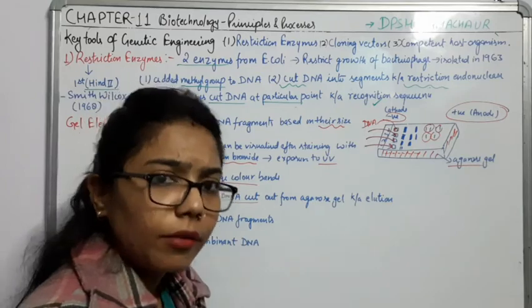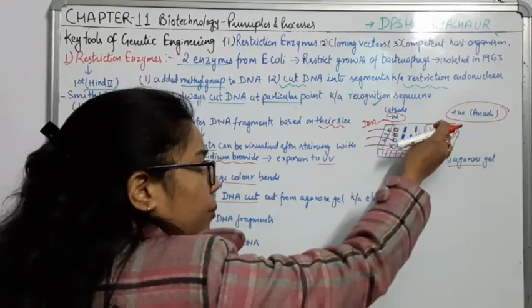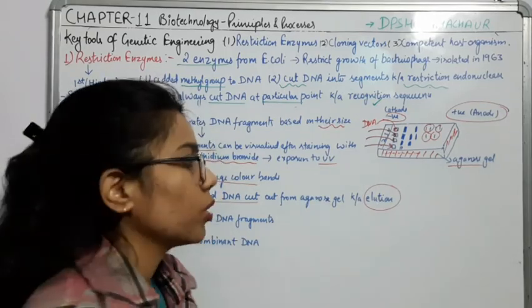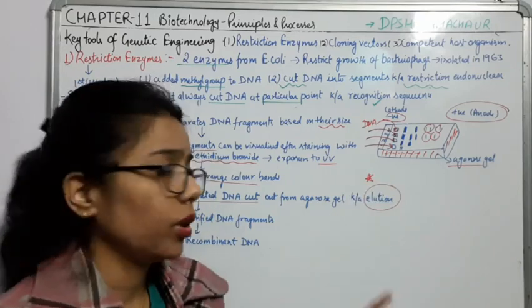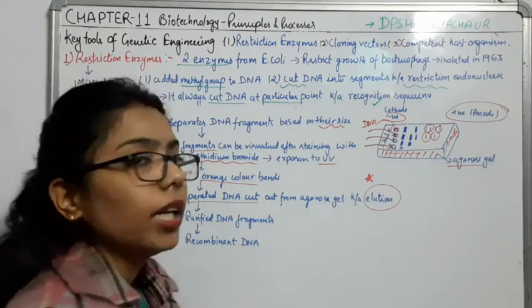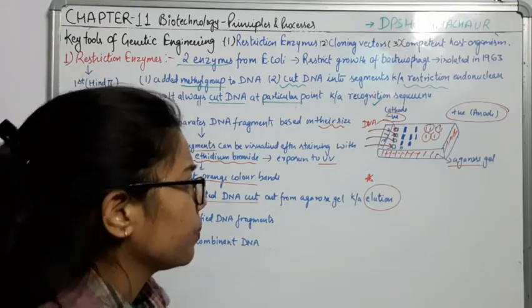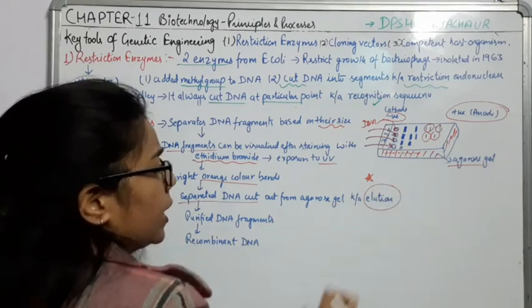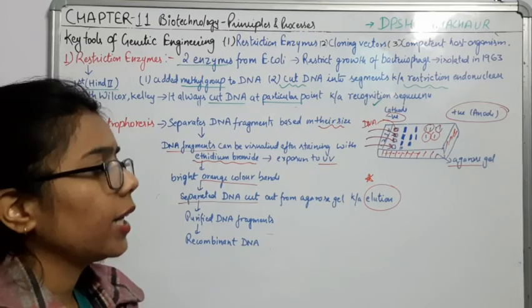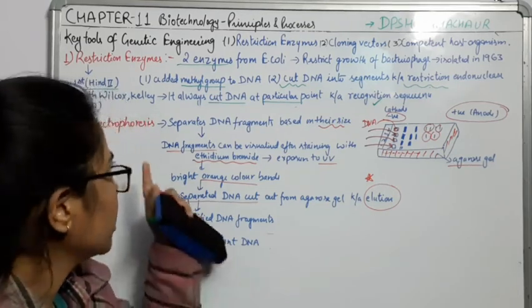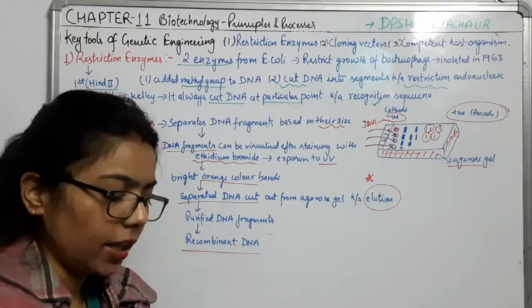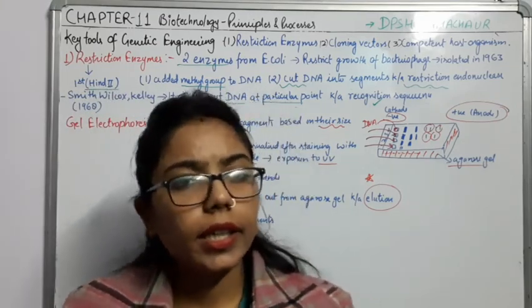The method by which we remove the DNA fragments from the agarose gel is known as elution. This question is important. What is elution? The removal of the DNA fragments from the agarose gel is known as elution. Then we get these purified DNA fragments, and now we have a number of copies. With the help of this method, we have amplified the number also, and then we can use these DNA fragments in recombinant DNA technology.